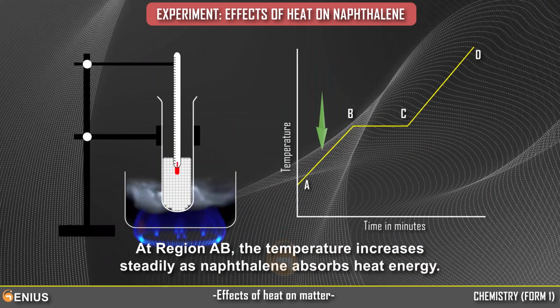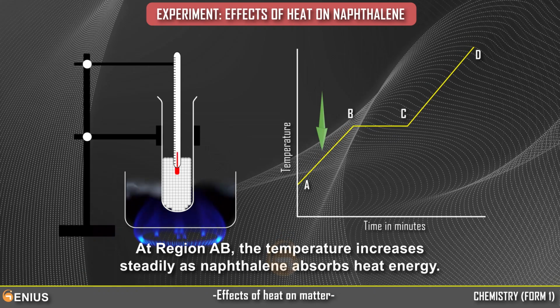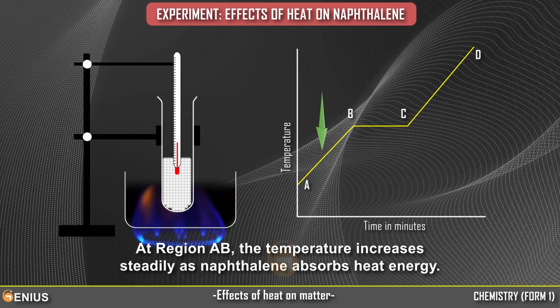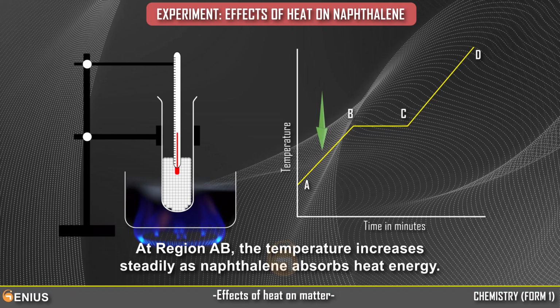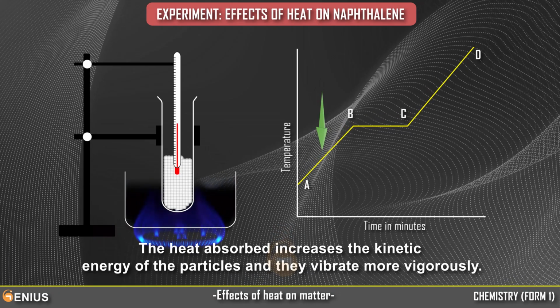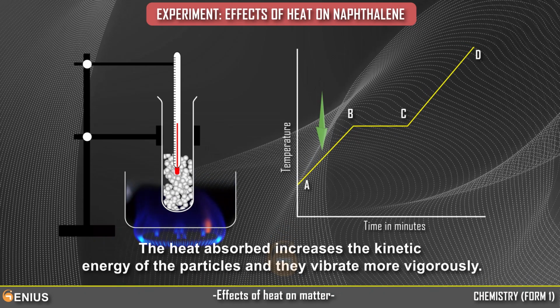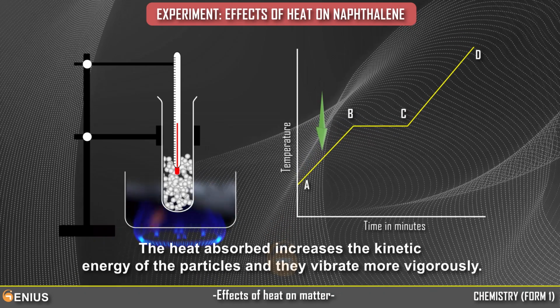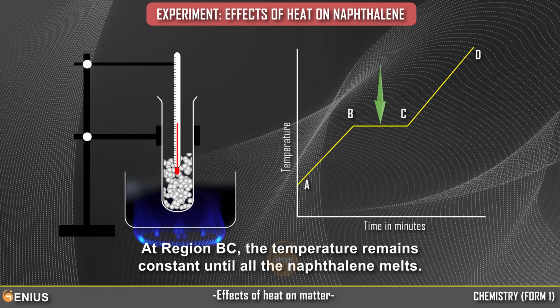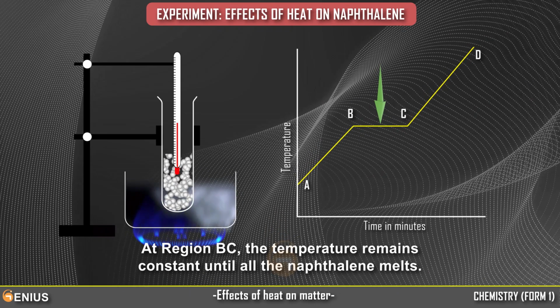At region AB, the temperature increases steadily as naphthalene absorbs heat energy. The heat absorbed increases the kinetic energy of the particles and they vibrate more vigorously. At region BC, the temperature remains constant until all the naphthalene melts.